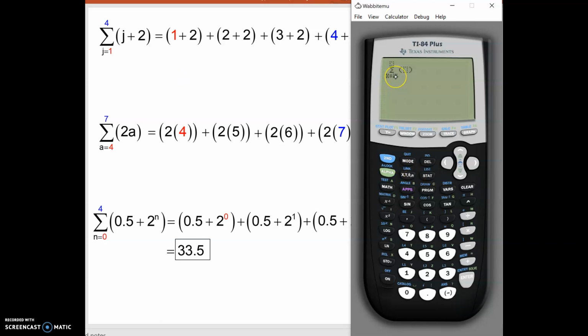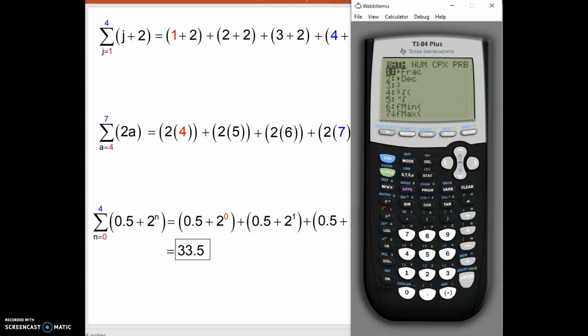I'm going to enter my start exactly as it appears right here. So my start is 1. And the top, my upper bound, is 4. And then in here I have to enter the formula, which is x plus 2. And then I hit enter, and I get the exact same thing that I got doing it by hand. Okay, let's do it again. Let's do the last one for fun.